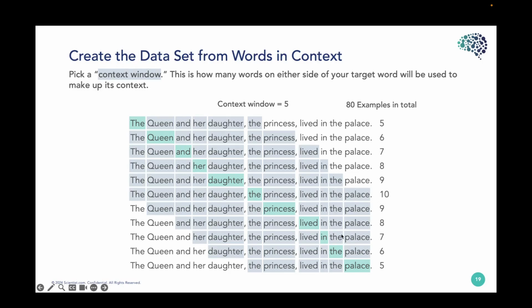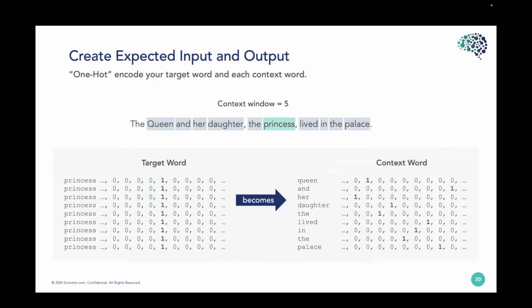So you can imagine when you have a large corpus of text, you're going to have a lot of training examples to train your network on. Okay, so what that training data is going to look something like this.